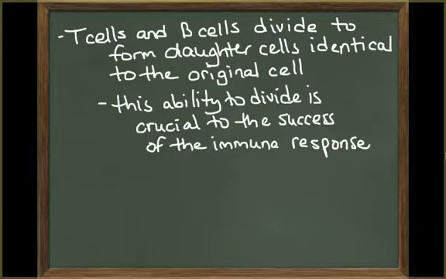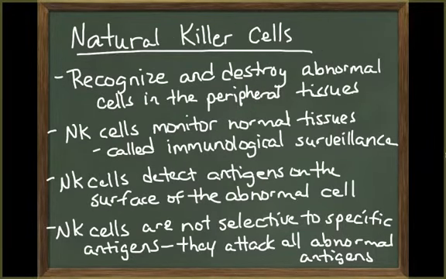This ability to divide and increase in numbers is crucial to the success of the immune system. The lymphocytes generally ignore the body's own cells unless they become abnormal in some way. Natural killer cells are responsible for recognizing and destroying abnormal cells when they appear in the peripheral tissues. This constant monitoring of normal tissues by natural killer cells is called immunological surveillance.